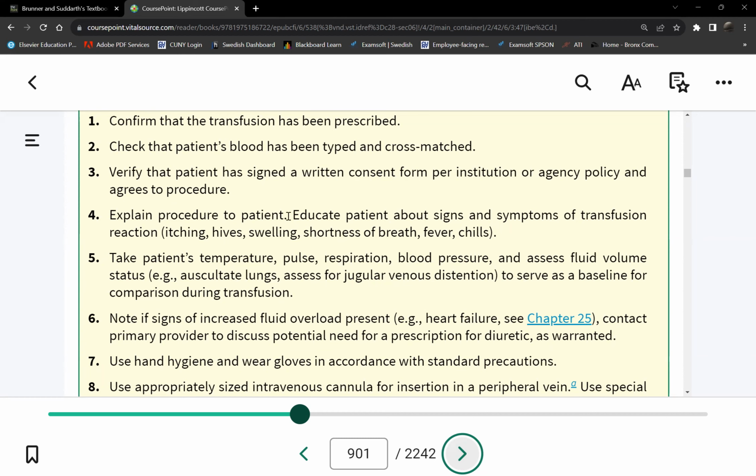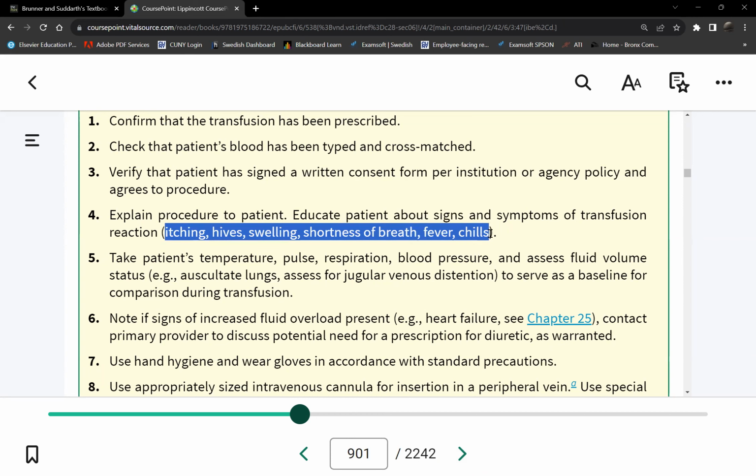What we really want to tell the patient about are two things. So we want them to cooperate with us because we need their help in order for us to identify any reactions, because we can see signs, but can you see symptoms? No. The patient must report transfusion symptoms. You know the difference between a sign and a symptom, right?